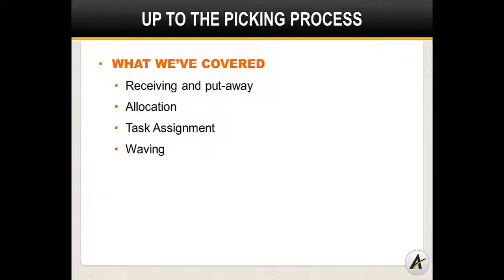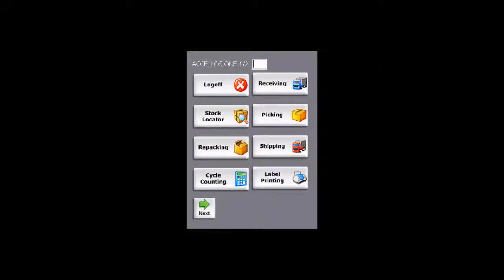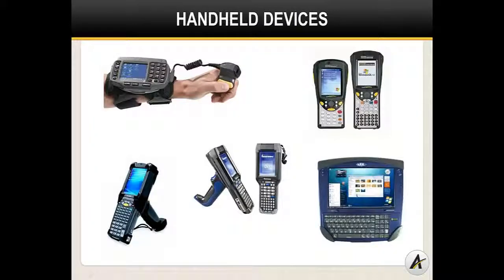It's now time to talk about the real purpose of all of these processes, which is to supply product and workflow to optimize the order picking function. You are looking at a handheld terminal. This is one of several devices that Accellos customers use for order picking. Mobile devices take on many different shapes and sizes depending on the warehouse environment and task at hand.